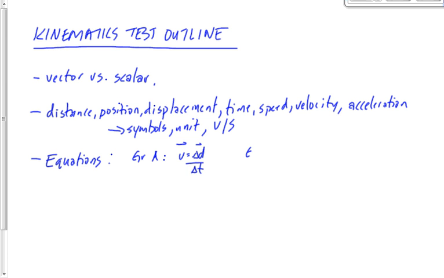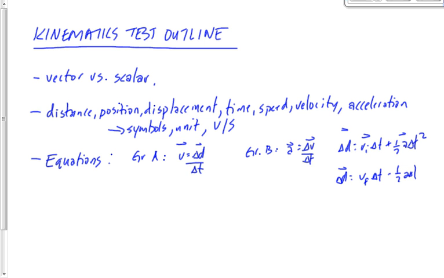Your group B equations consist of the basic acceleration equation, delta v over delta t, but also a bunch of other ones as well. d is equal to v_i t plus 1/2 a t squared. They're all on your data sheet. You don't have to memorize them. You just have to be able to recognize which ones are valid and when. d is equal to v_f t minus 1/2 a t squared. We don't use that one that often, but from time to time.